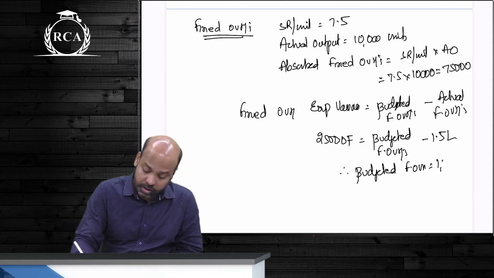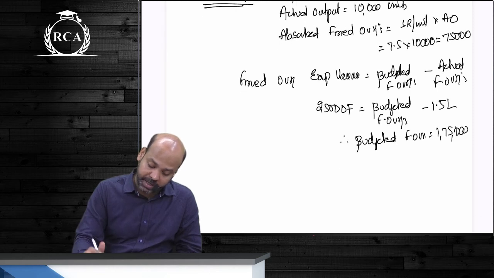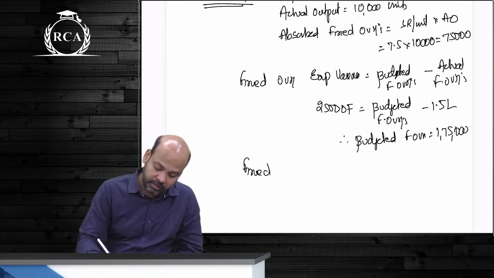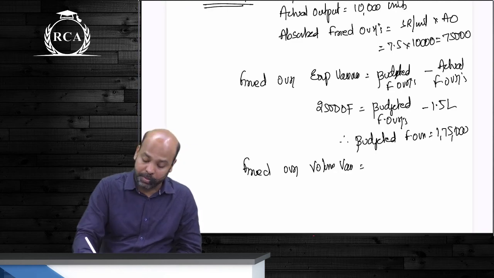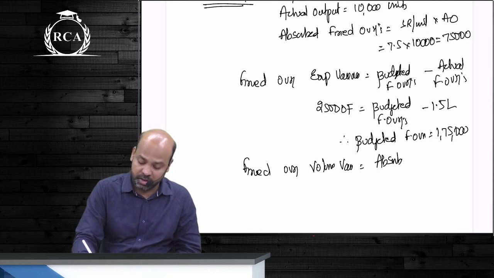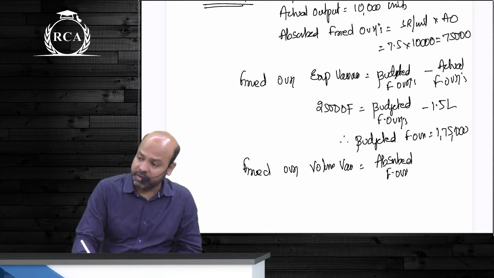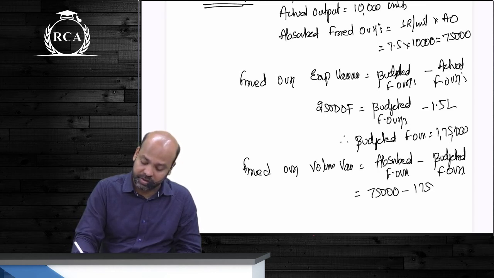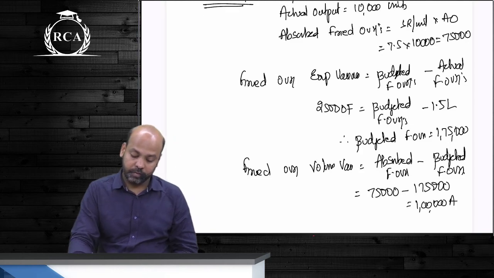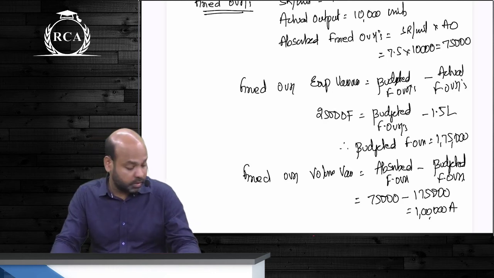1,75,000. Now you know budgeted, you know absorbed, guys. What will be your fixed overhead volume variance? 1 lakh adverse. That's it, guys. You compare absorbed fixed overheads with budgeted fixed overheads. That will become, beta, your volume variance. Absorbed is 75,000, budgeted is 1,75,000. 1 lakh adverse. Is this clear, beta?